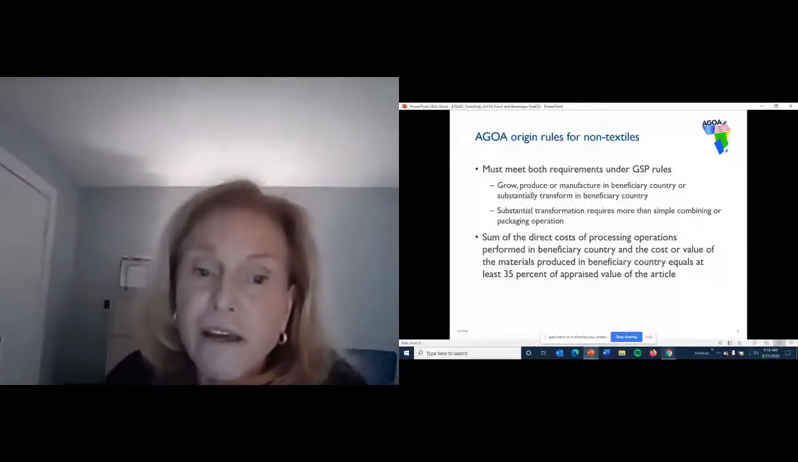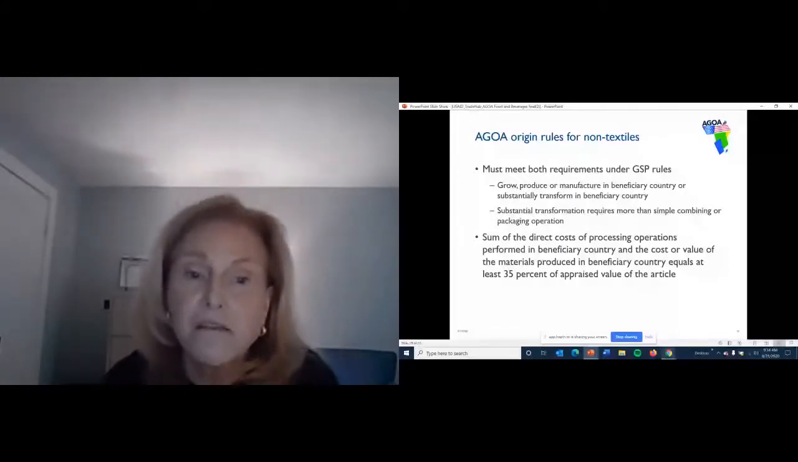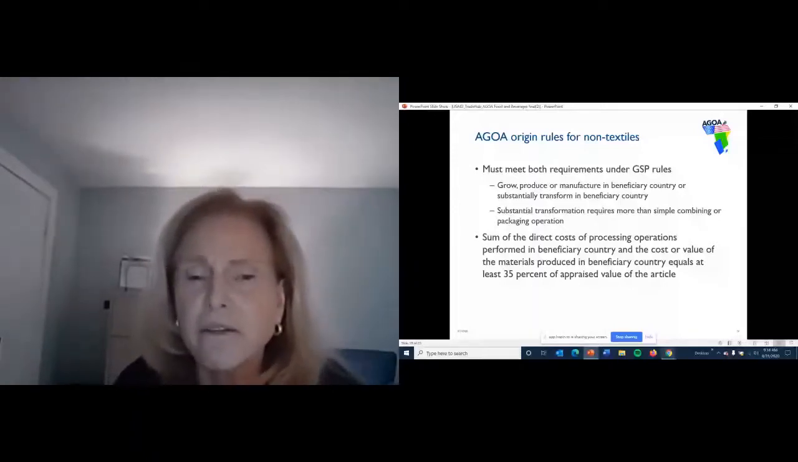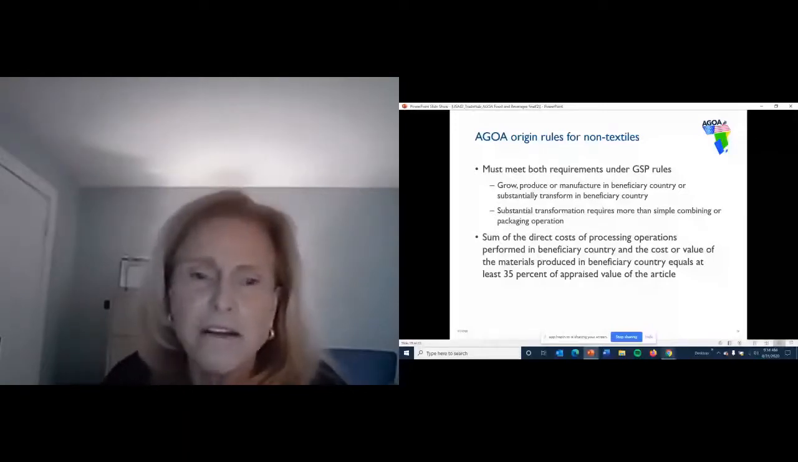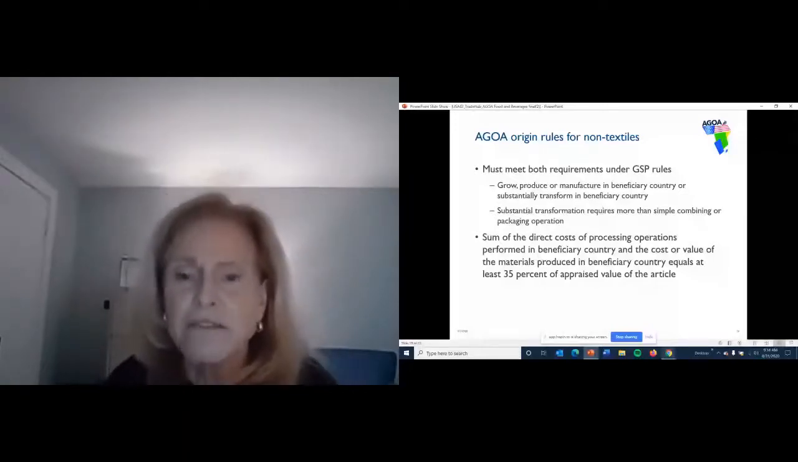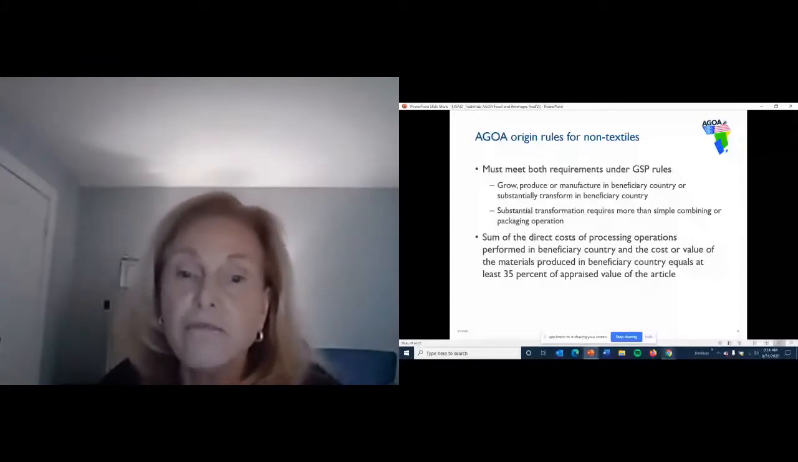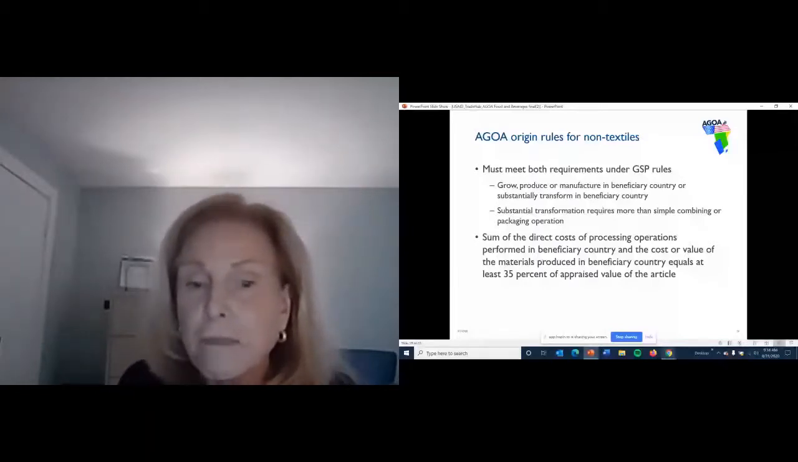And in addition to that, you have to meet the 35% value requirement. And that's the sum of the direct costs of processing, which can be very broad. It includes labor, it includes electricity for the factory, it can include management and all kinds of things. But that plus the cost or value of materials has to equal at least 35% of the value of the article when it enters the US, so the appraised value.